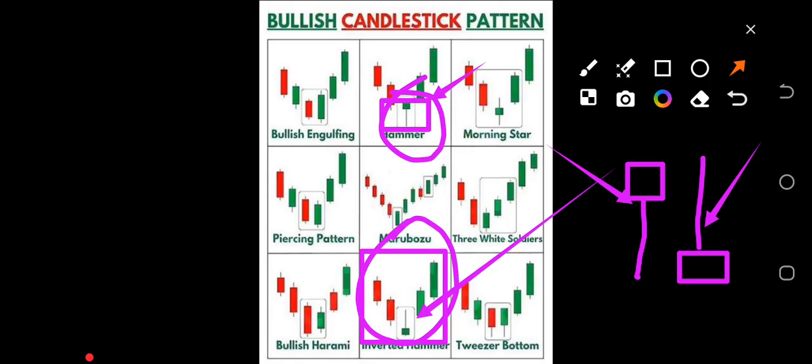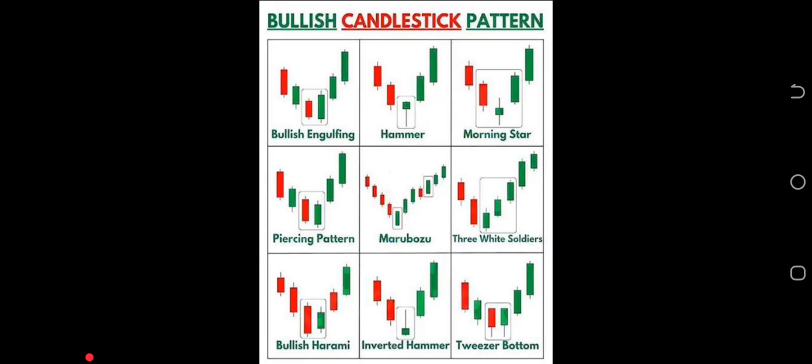Okay, hammer candle, inverted hammer. Both of them are hammers. All right, both of them are hammer candlesticks, but one is a hammer because it is facing up. The other one is called inverted. Why? Because it is turned upside down.